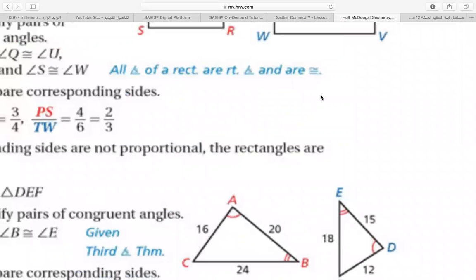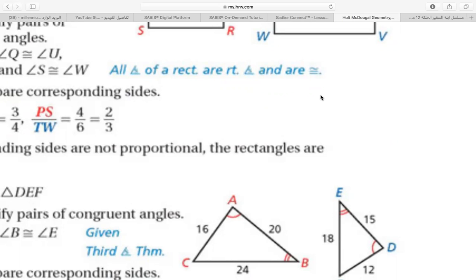Now, I am comparing angle A and D. What are their corresponding sides? A is 24, D is 18. So I will say what over what? 24 over 18. Yes, why? Because I will start up by triangle 1. So 24 over 18, it will be 4 over 3.